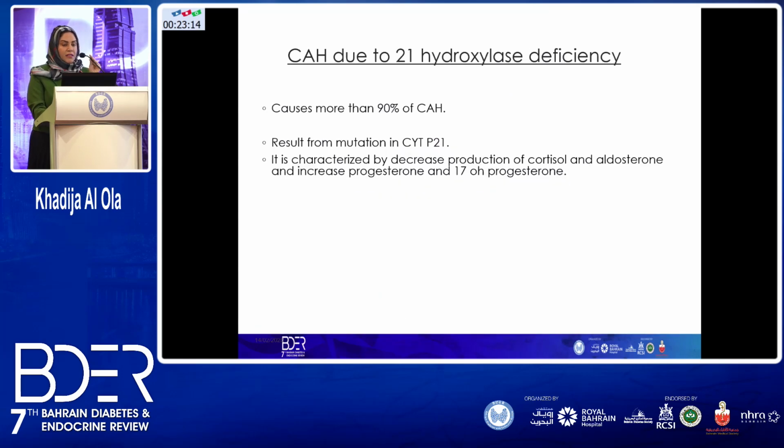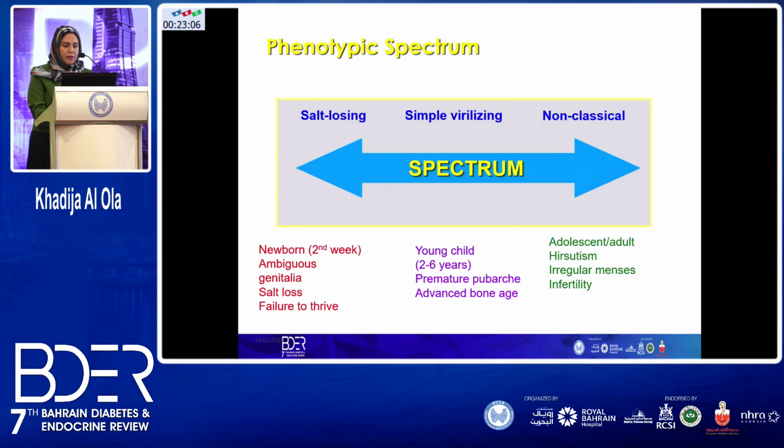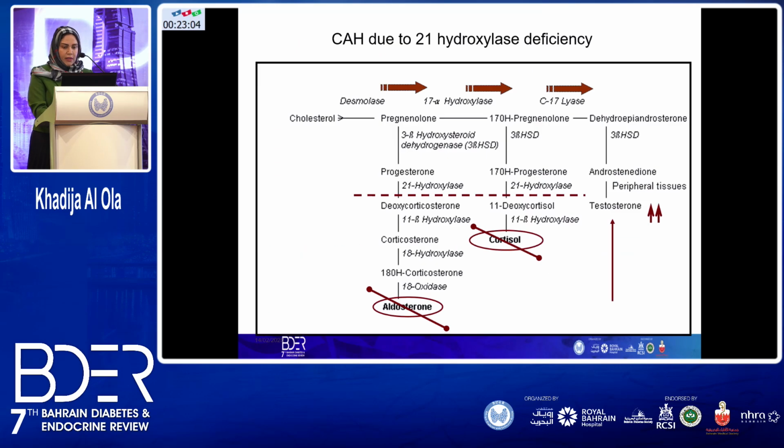This is, as I said, the commonest, around 90% of CAH. And as mentioned, decreased cortisol and aldosterone. So here, the 17-hydroxyprogesterone will be high. This is the precursor, the one that we measure during the newborn screening to see if it is high or not.